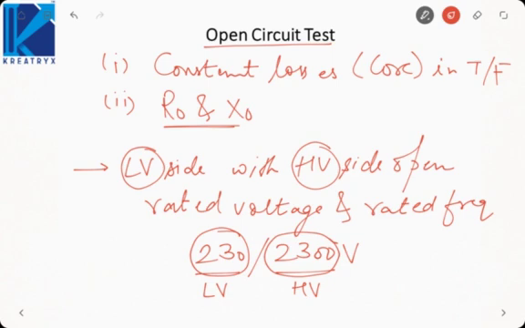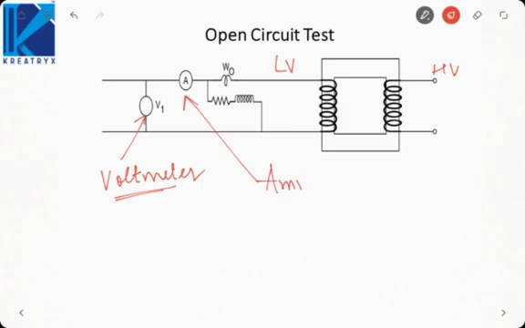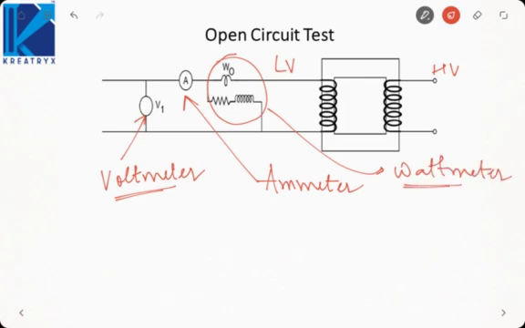Now let us see what the circuit connection is. Suppose this is my low voltage side, this is my high voltage side. We connect three instruments. One is the voltmeter to measure the voltage. Since we have to apply the rated voltage, we need to measure it. This is my ammeter, which will measure the no load current. And this is my wattmeter to measure the losses, or the power consumed by the transformer.